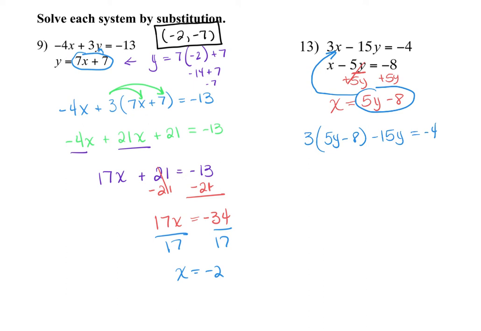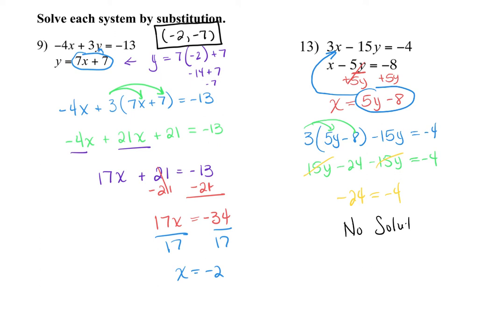So if we do this one, and this is a special case, so we'll keep going. We distribute our 3. We have 15y minus 24 minus 15y equals negative 4. What happens to my 15y's? They cancel. I get negative 24 equals negative 4. When does negative 24 equal negative 4? Never. So this is a no solution.